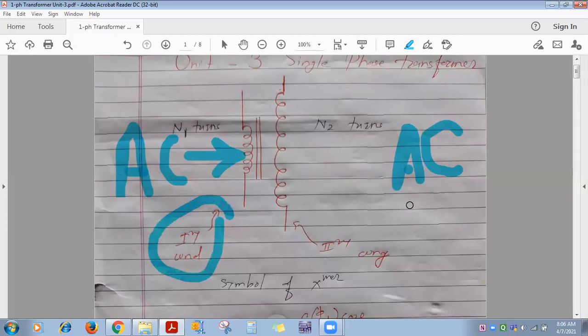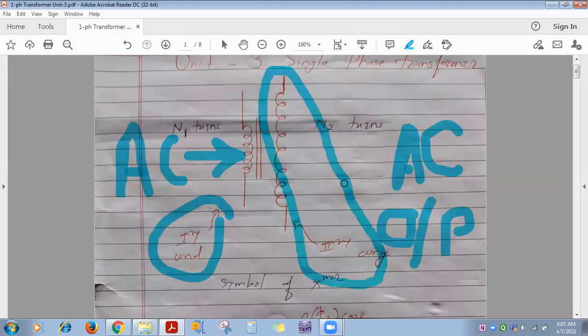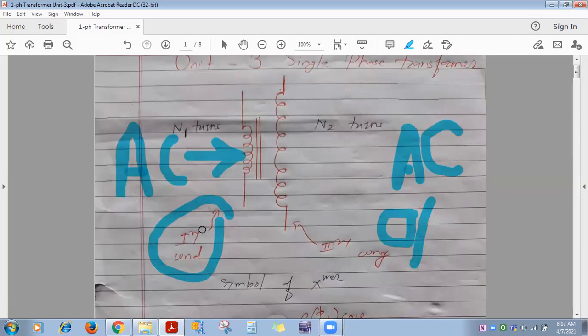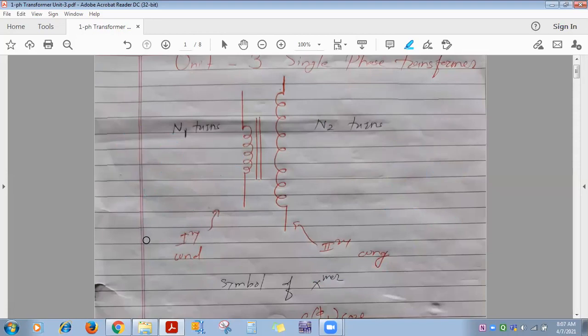Okay, so the winding across which we give AC input is called as primary winding of transformer, and the winding across which we get AC output is called as secondary winding. Okay, so primary winding and secondary winding. We apply AC input to primary and we get AC output across secondary.